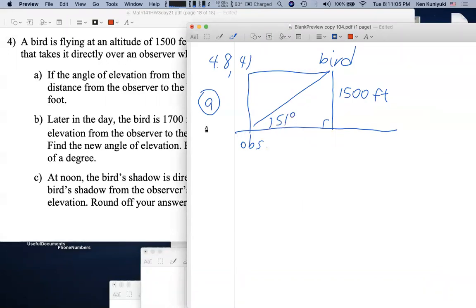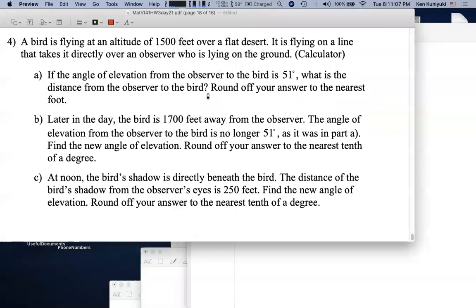Okay, yeah, the tablet's really shining for the right triangle models. Today was the perfect day for me to really use the tablet. Okay, what is the distance from the observer to the bird?